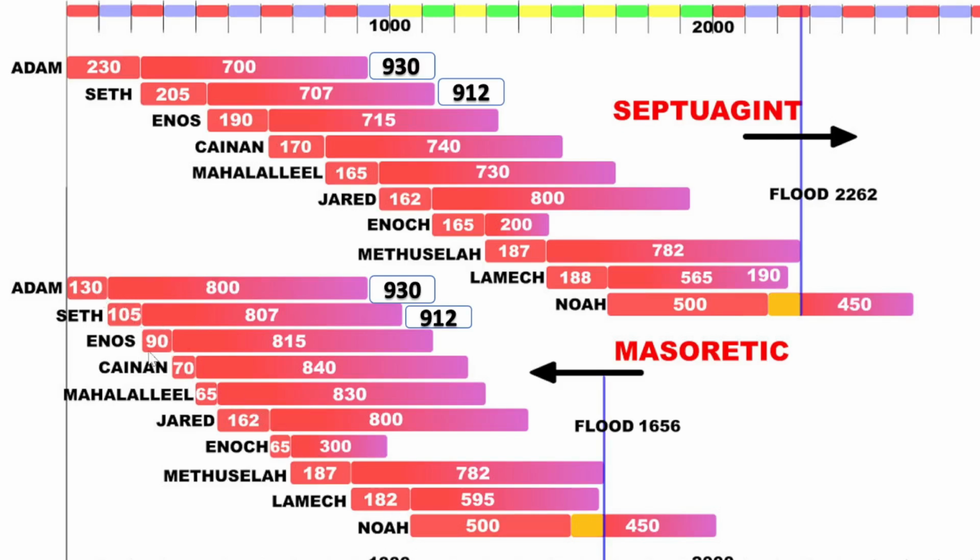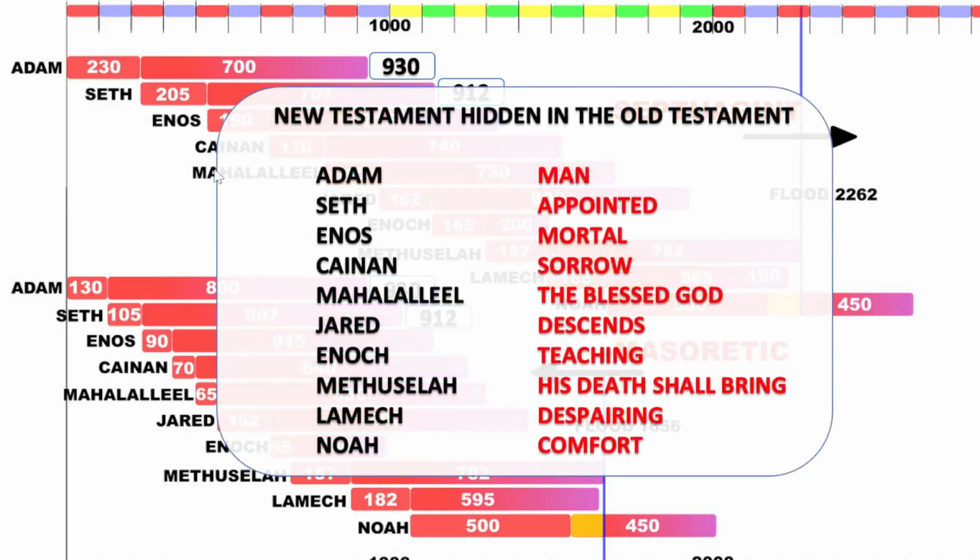And we're going to see this later on when we get to the next 10 people. All right, so I just want to point this out. New Testament hidden in the Old Testament, like we talked about in the last video. If you were to take the name Adam, which means ruddy or red, but it also means man, and then Seth, right? Cain killed Abel, and so Seth was appointed to Adam as his new heir. Enos means mortal, Canaan means sorrow, etc.